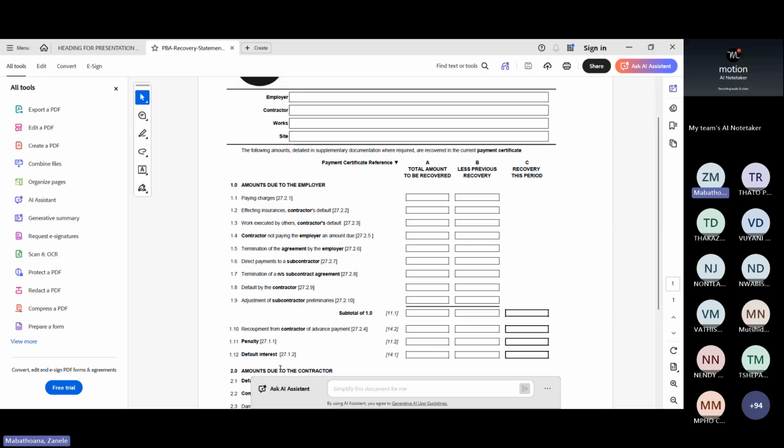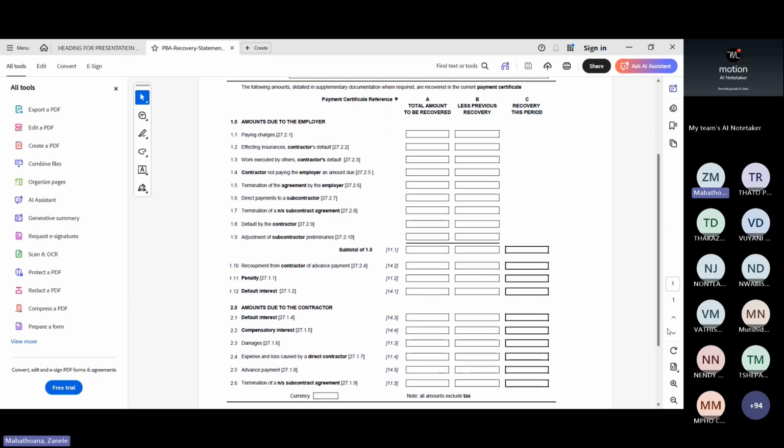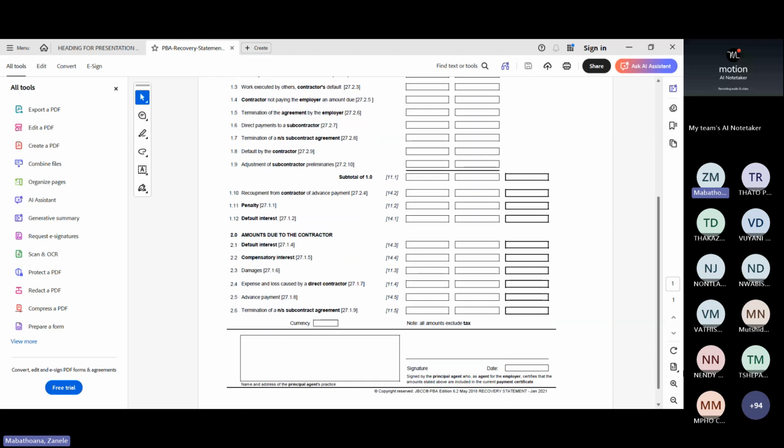Any penalties, default interests, amounts to the contractor, compensatory interest, all of that, you show it. And then again, it will be signed at the end. So here, when we are issuing an advance payment for the first time, we would show the total amount to say it's not recoupment, but it's issuing of it.